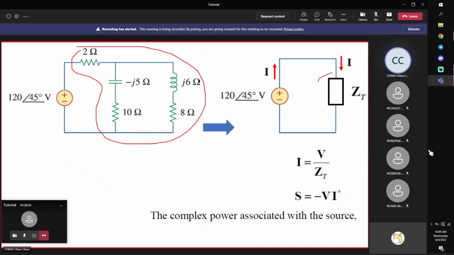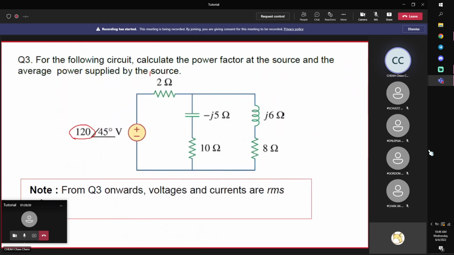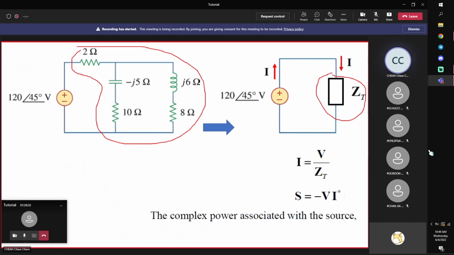into an equivalent impedance, which I call ZT. T stands for total, or you can call it ZEQ. Then I can find this current using Ohm's law, I is equal to V divided by Z. Next, to find the complex power associated with the source, take note, it is the source.